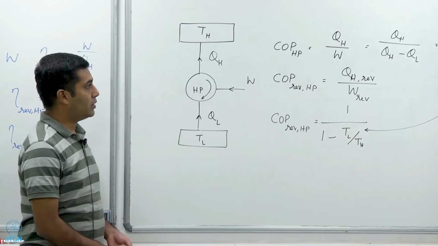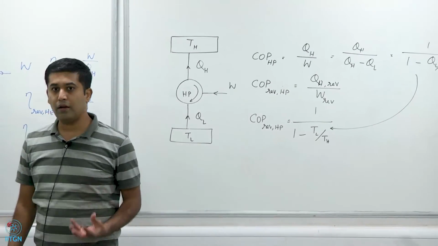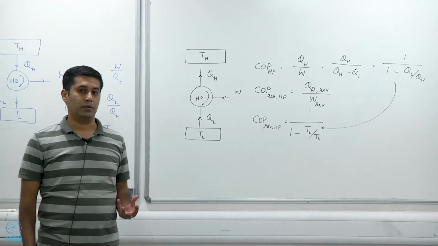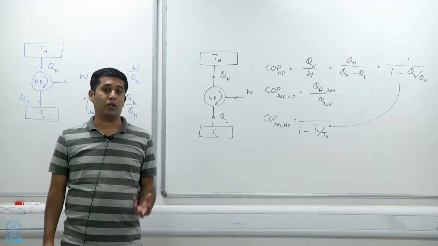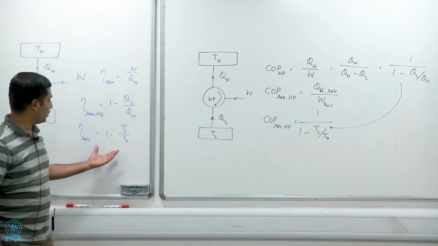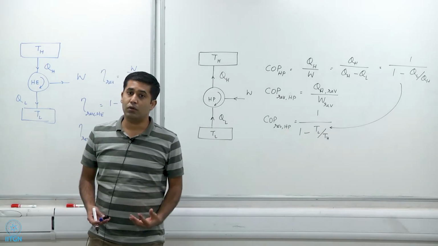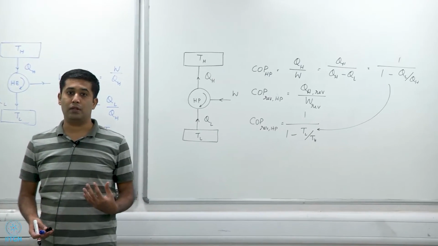Again, I can substitute QL by QH with TL by TH only if my heat pump is reversible, which means I can only do it as a concept, as a theory, right? But why do I do it? Why do I have to write this reversible efficiency as 1 minus TL by TH when I know that I can never achieve this efficiency in real life?